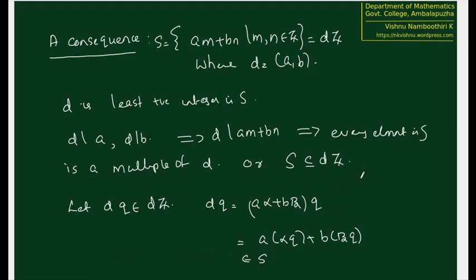So what is the conclusion of these things? These two things together imply that S is equal to DZ. So linear combinations of the form Am plus Bn are nothing but the set of all elements of the form DQ, or it is equal to DZ.